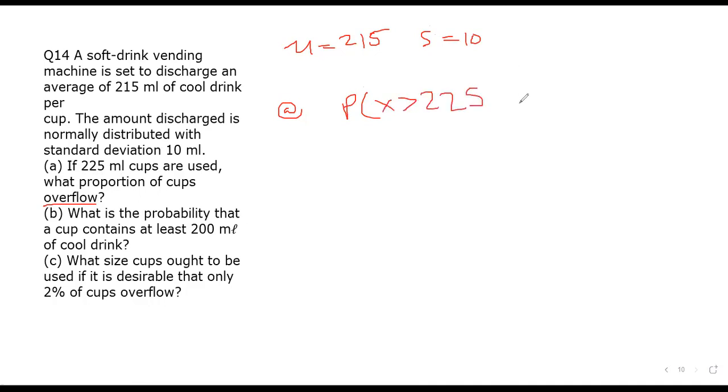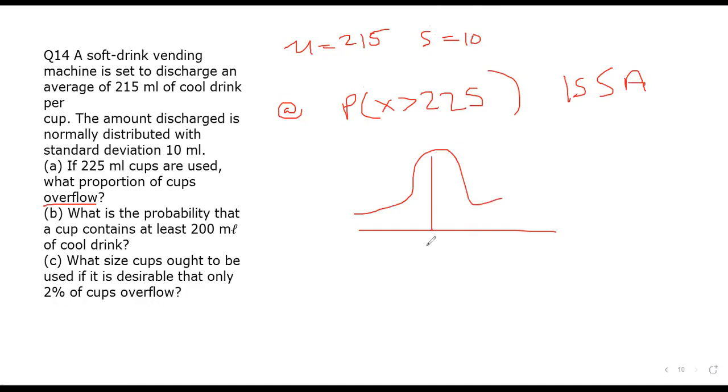So using ESA, step 1, illustrate, step 2, shade, and step 3, standardize. Here our mean will be in the middle. Our mean is 215, and 225 is here. We'll put the divider at 225. Then why are we using greater? Because the word we're using there is overflow. So these 215, what is it in terms of Z?